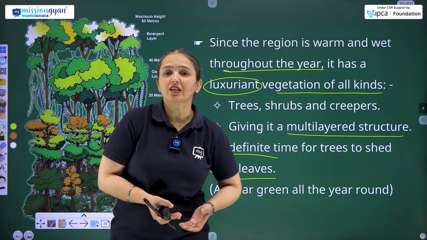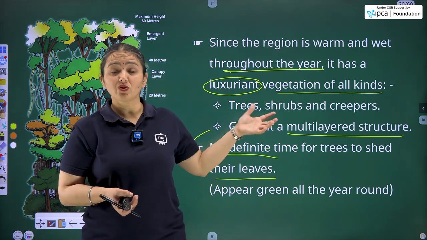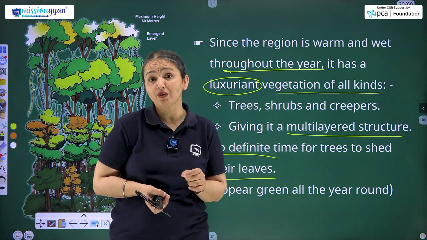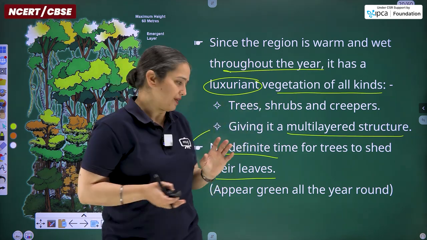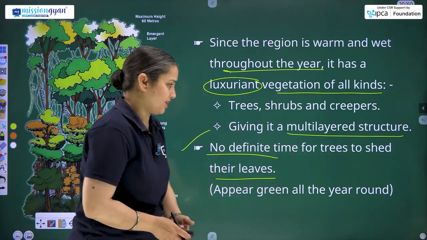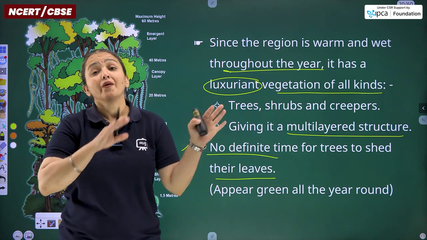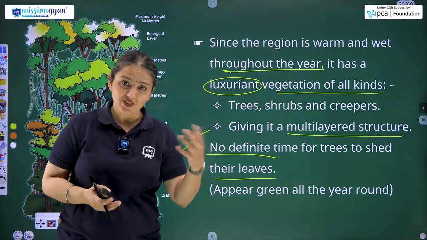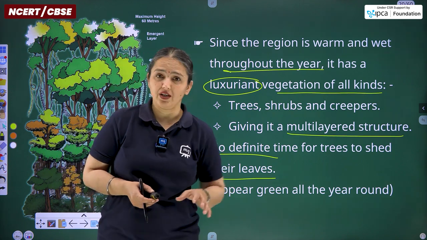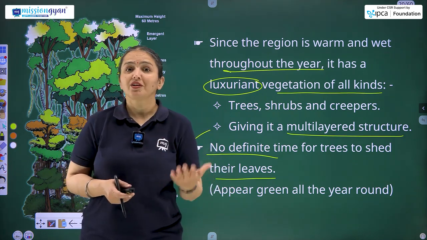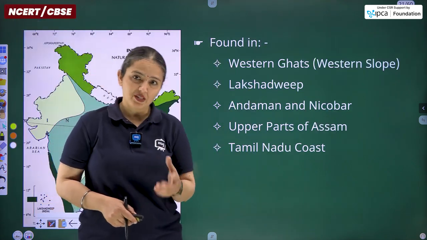Every tree does shed its leaves, but in a prominent period, particularly the dry season, as the dry season is quite short in the evergreen forest. So the trees do shed their leaves, but on different time spans, and appear green all the year. That is the reason these evergreen forests appear green throughout the year, because it rains throughout the year, and all the trees present in these evergreen forests don't shed their leaves altogether. So that is all about this basic information.